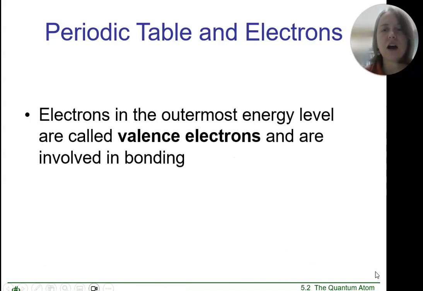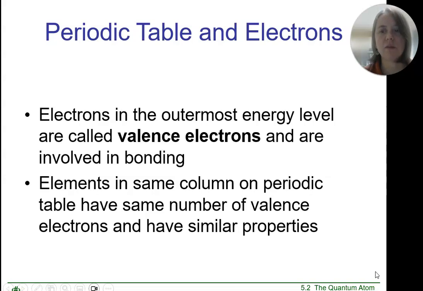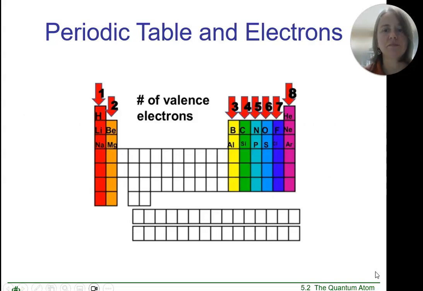Okay, electrons in the outermost energy level are called valence electrons, and those are the ones that are involved in bonding. So that's where all the sexy things happen. That's where all the chemistry happens. The elements in the same column on the periodic table have the same number of valence electrons, and they have the same properties, and they bond in the same way. So please copy this down.